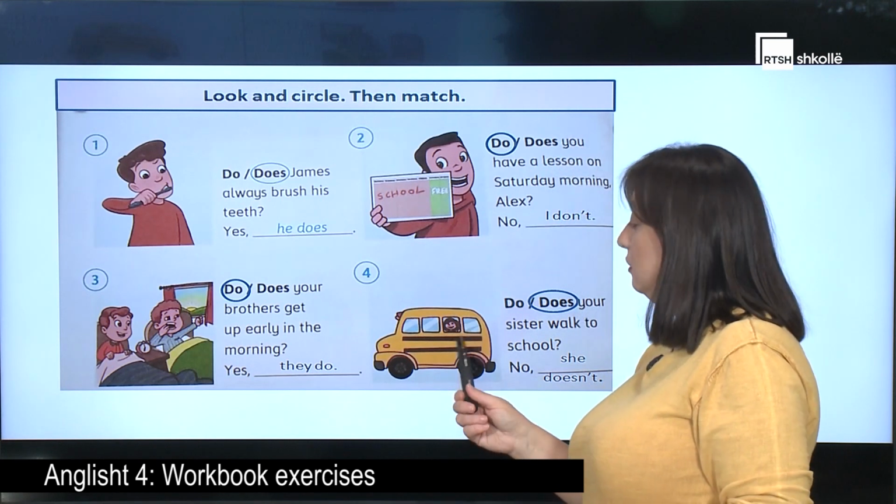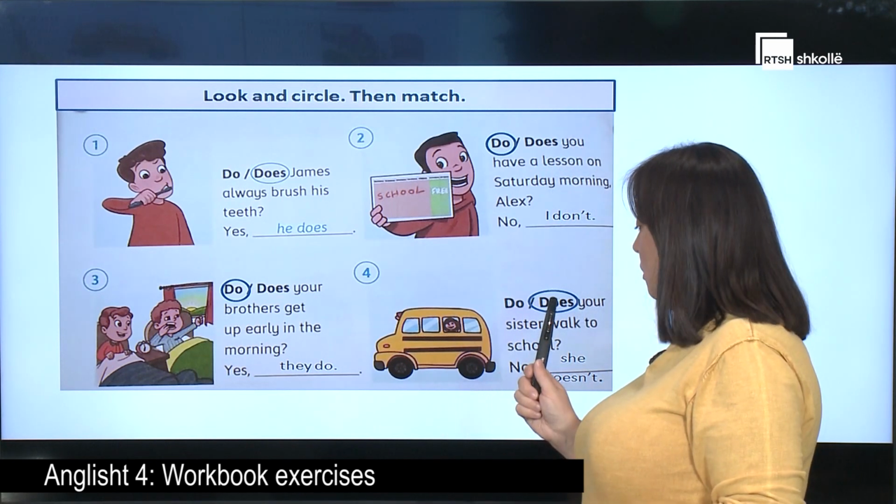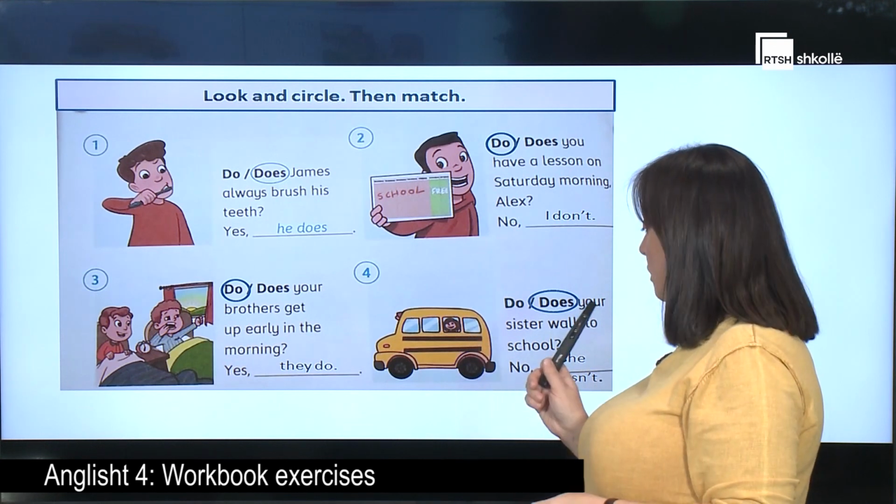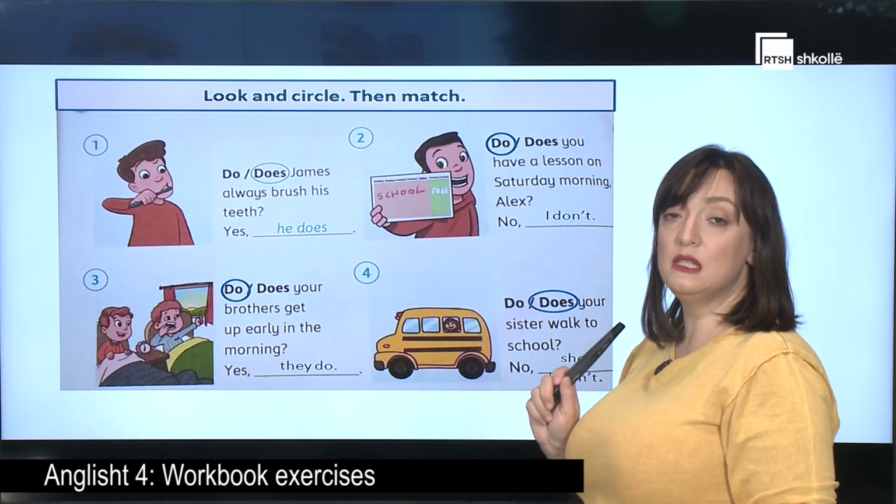And the last one, what's going on in here? It's only one person. We are asking about your sister.